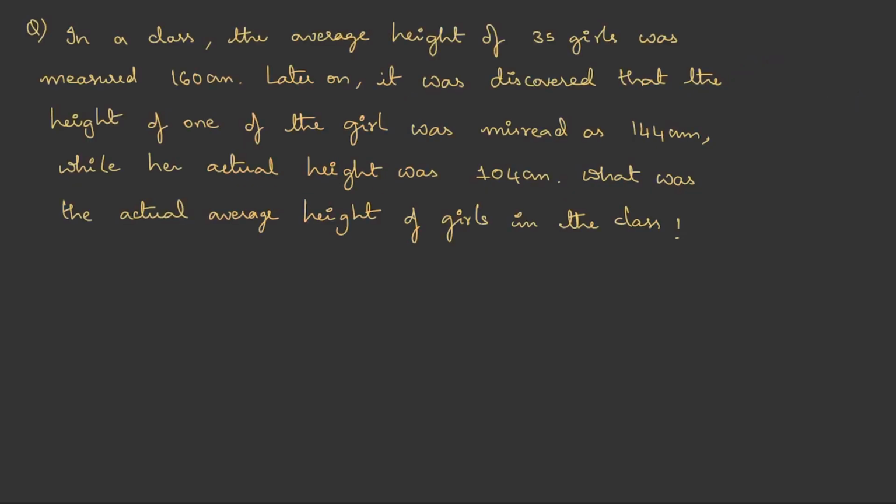In a class, the average height of 35 girls was measured as 160 centimeters. Later on, it was discovered that the height of one of the girls was misread as 144 centimeters, while her actual height was 104 centimeters. What was the actual average height of the girls in the class? So basically we need to find the actual average or the corrected average.